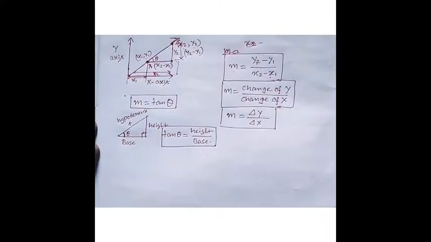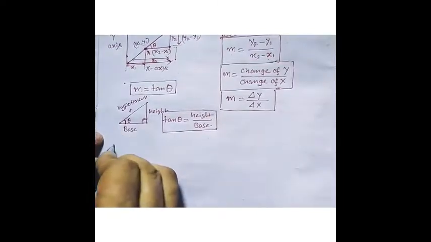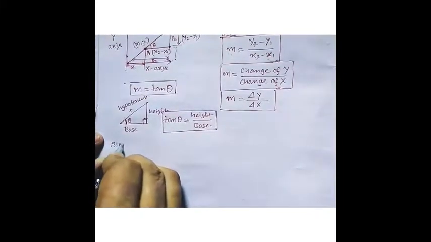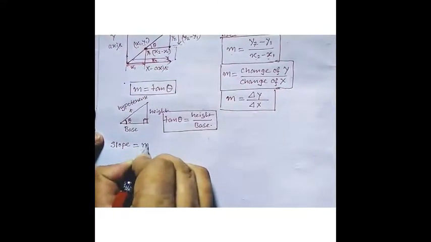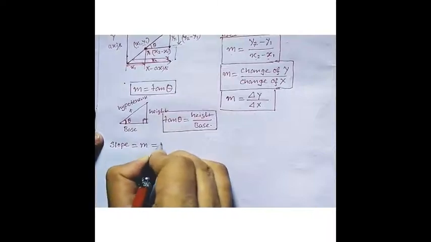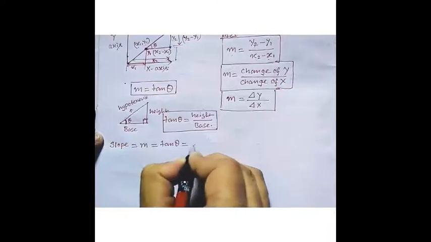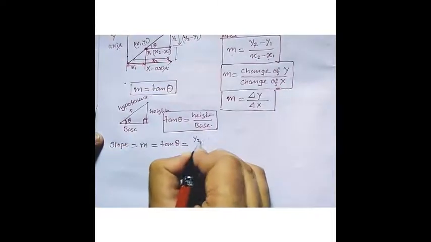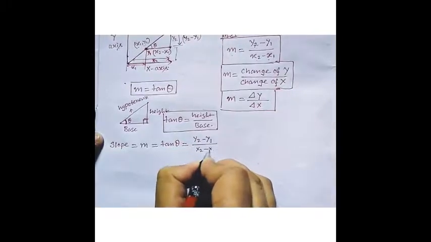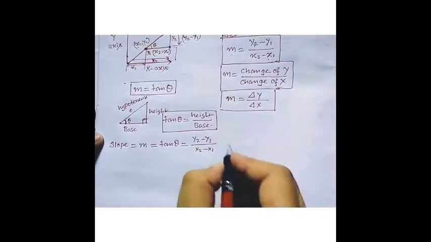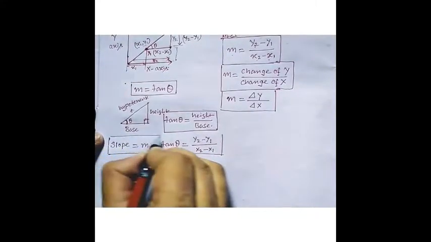So if I sum up all these formulas, I can write slope equals to m equals to tan theta equals to y2 minus y1 by x2 minus x1. So this is the ultimate formula of the slope of a straight line.